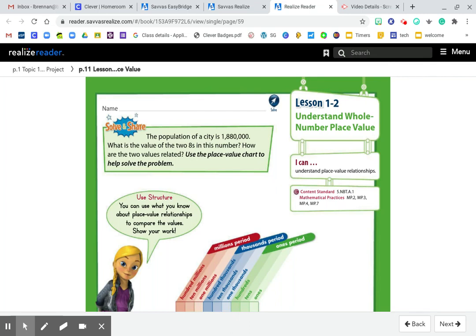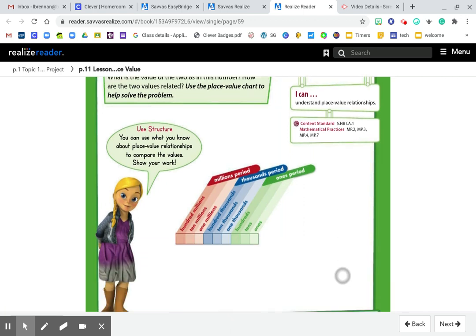All right, today we are going over understanding whole number place value. It's a little bit of a review, and we're going to be working with numbers that are greater than 1 and greater. So whole numbers, not decimals. You can use what you know about place value relationships to compare the values and show your work.